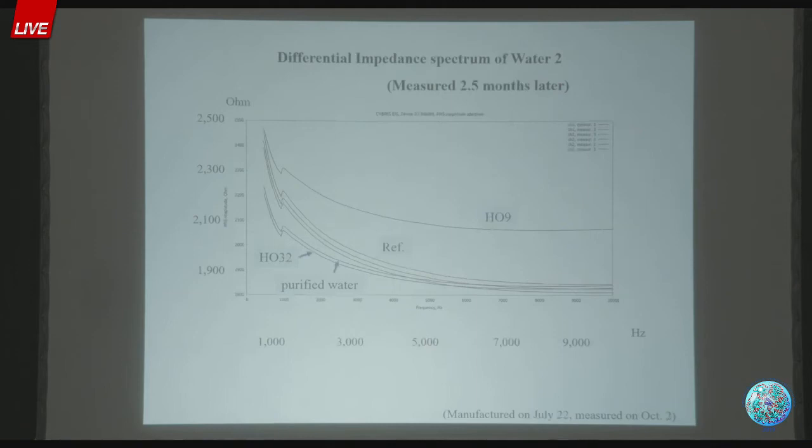And for the 2.5 months later, it shows that the HO32 is lowered down, but the HO9 had been increased. So somewhat like that, its structure is developing, slowly or so. We need more experiments, so still the experiment is going on right now.